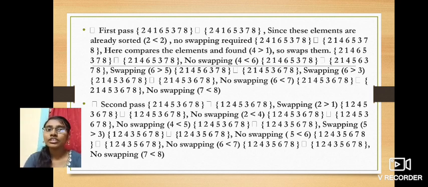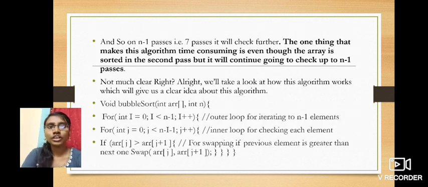Second pass: 2, 1, 4, 5, 3, 6, 7, 8. Now swapping is required as 2 is greater than 1. Then no swapping as 2 is less than 4. Then no swapping, 4 is less than 5. Swapping as 5 is greater than 3. No swapping as 5 is less than 6. No swapping as 6 is less than 7. No swapping as 7 is less than 8. And so on, n minus 1 passes, that is 7 passes.